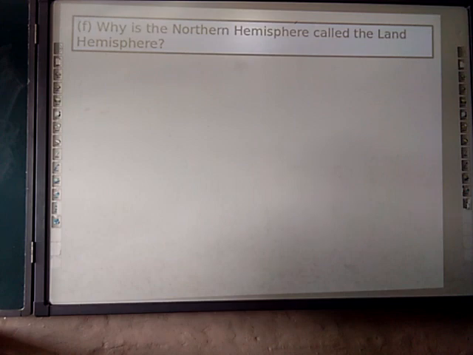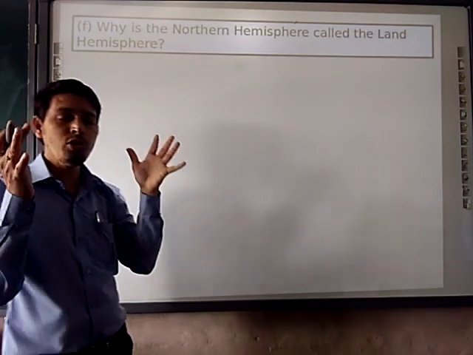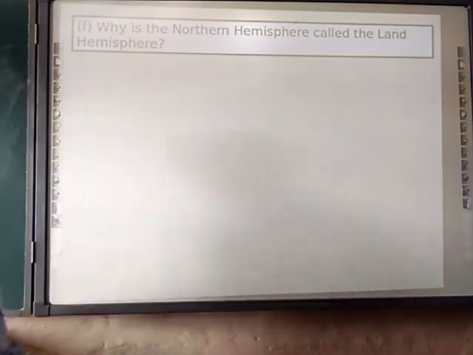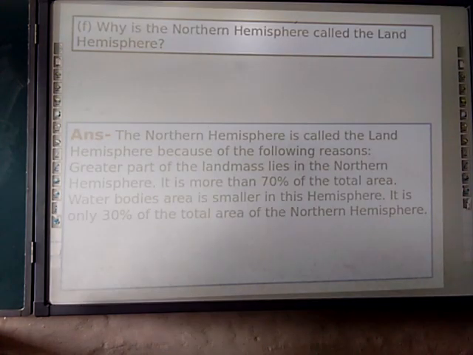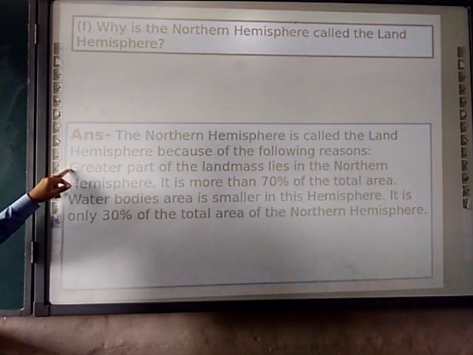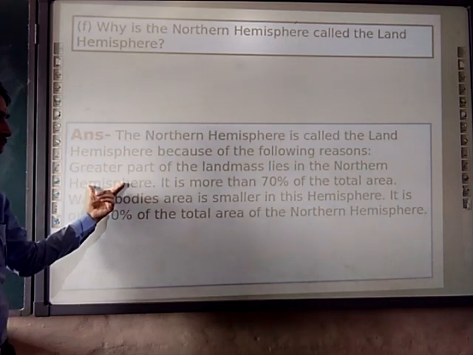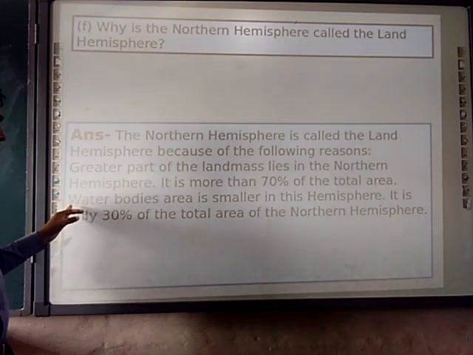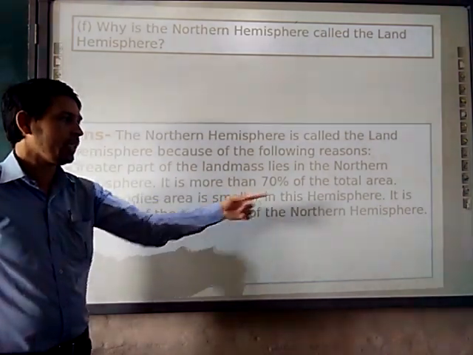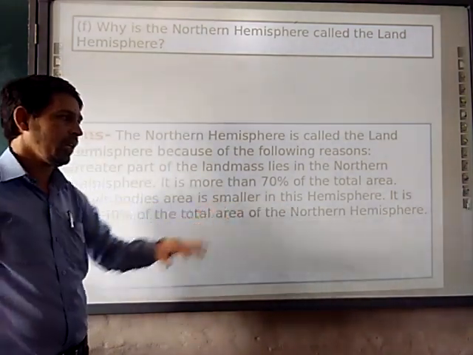Why is the northern hemisphere called the land hemisphere? Because most of the land mass is present in the northern hemisphere only. The northern hemisphere is called the land hemisphere for the following reason: the greater part of the land mass lies in the northern hemisphere. It is more than 70% of the total area, and the water bodies' area is smaller in the hemisphere, only 30% of the total area of the northern hemisphere.